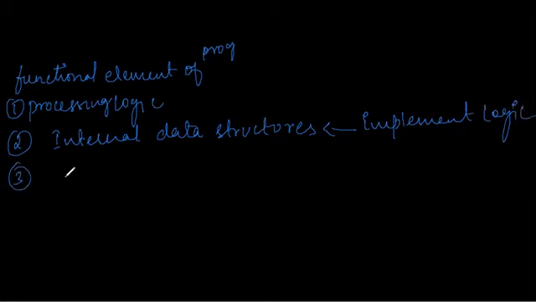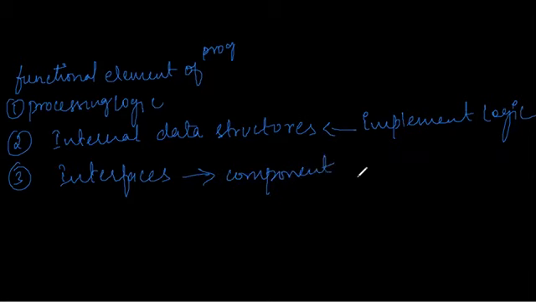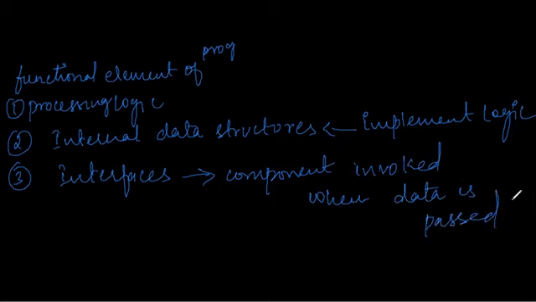Then the third point is the interfaces. You're going to define the interfaces. Why do you require interfaces? So that you get to know when the components are being invoked, when the component is invoked, and when data is passed. So these are the three jobs of the component within the conventional view.